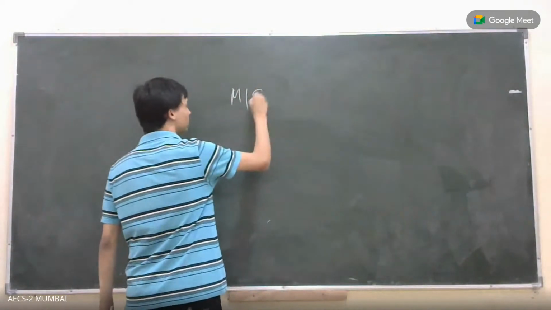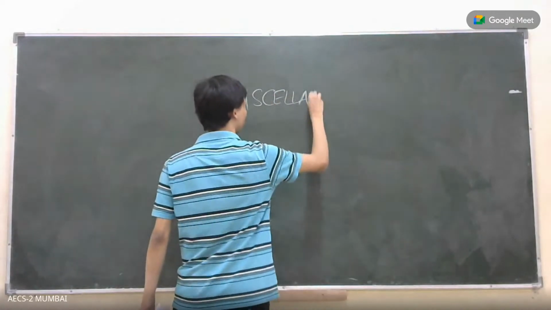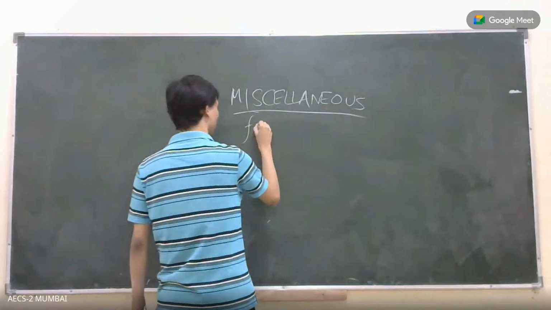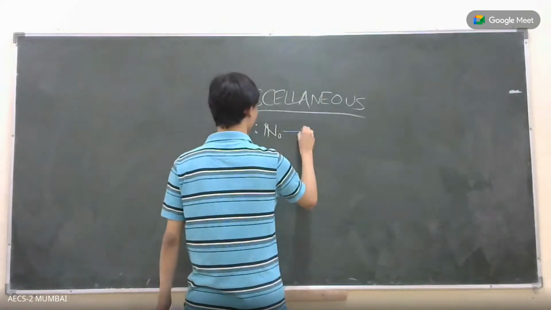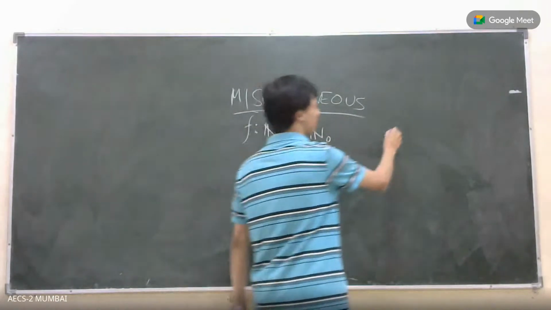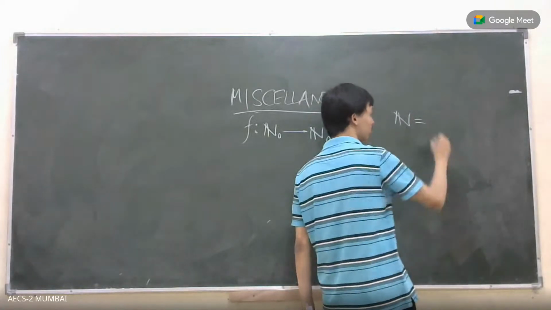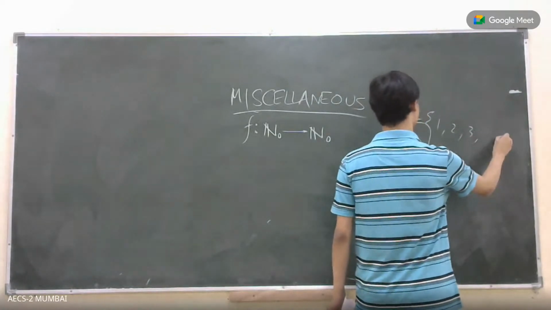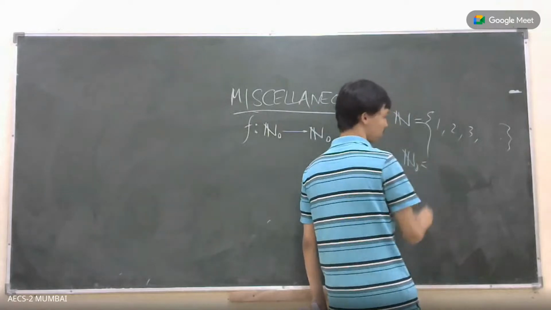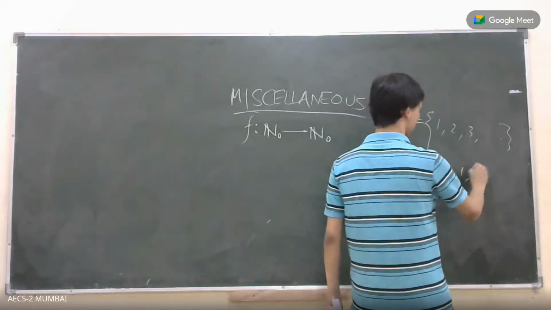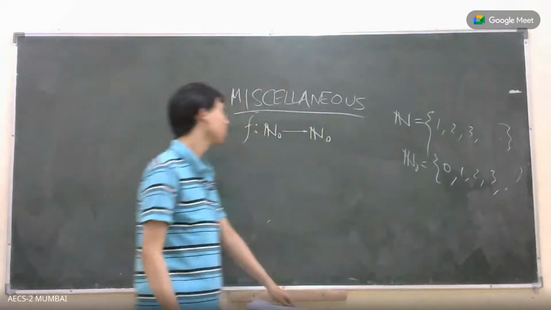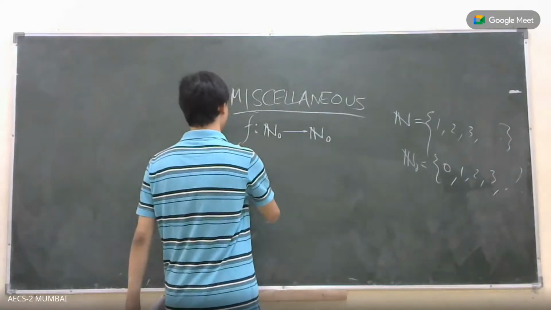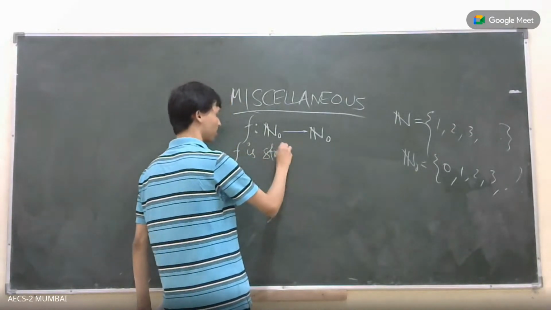So this one is miscellaneous. Just to clarify, what is n? Yes, what does it say? What is n 0? 0 1. Okay, so f of n 0 to n 0. F is strictly increasing.